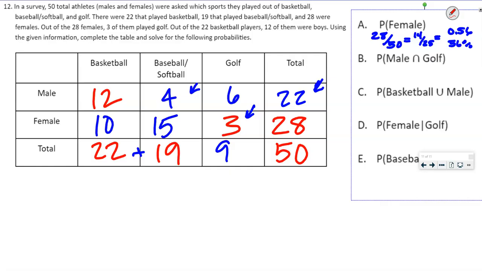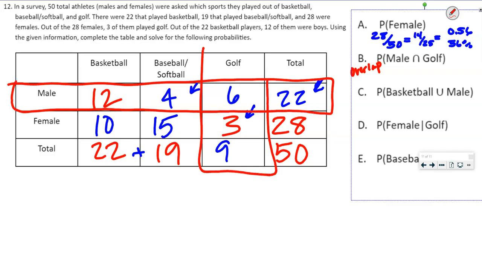Okay. Now, the next one says male and golf. Remember, again, what does this mean? This means overlap, right? So we're looking at males right here and golf right here, right? So where's our overlap? It's at 6. Y'all see that 6 right there? So that's going to be 6 over 50, which is going to be 3 over 25, which is 0.12 or 12%.